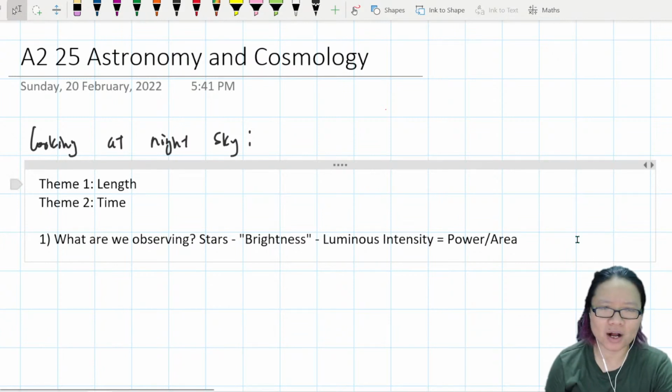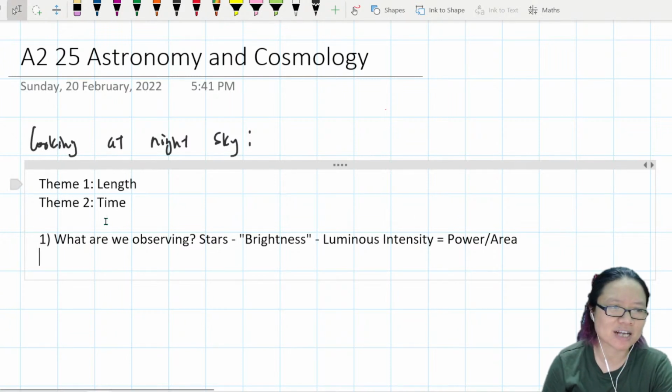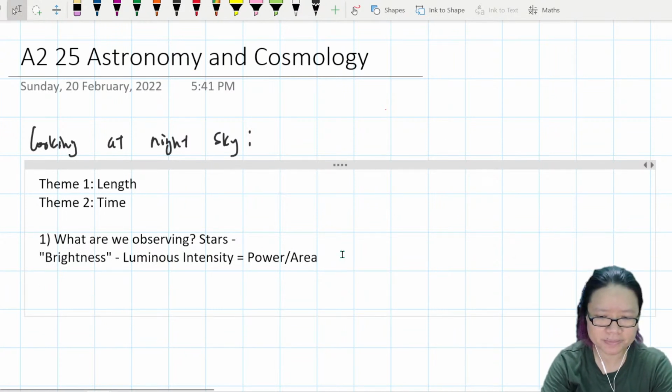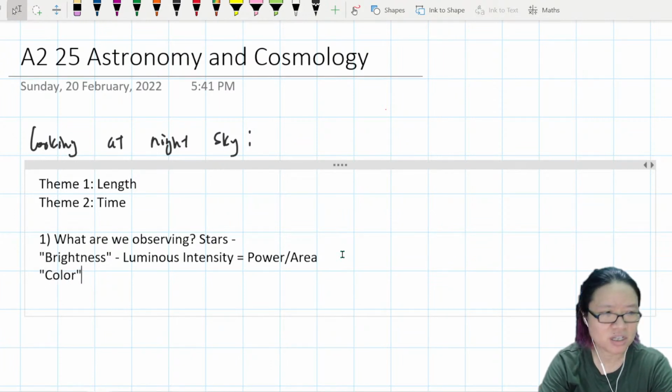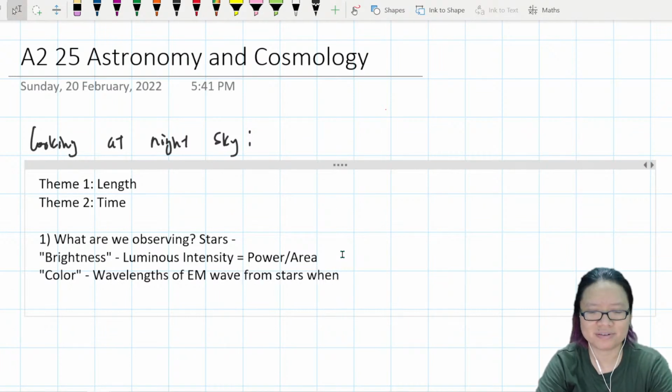And then after a while, we notice that if the star is so bright, it means there is electromagnetic wave coming in our direction, yes? It's bright, how do I know it's bright? There is wave. So I'm going to look at this thing called the color. I put color in inverted commas because it's not exactly color. We are actually looking at the wavelengths of the EM wave from stars when they arrive on Earth.